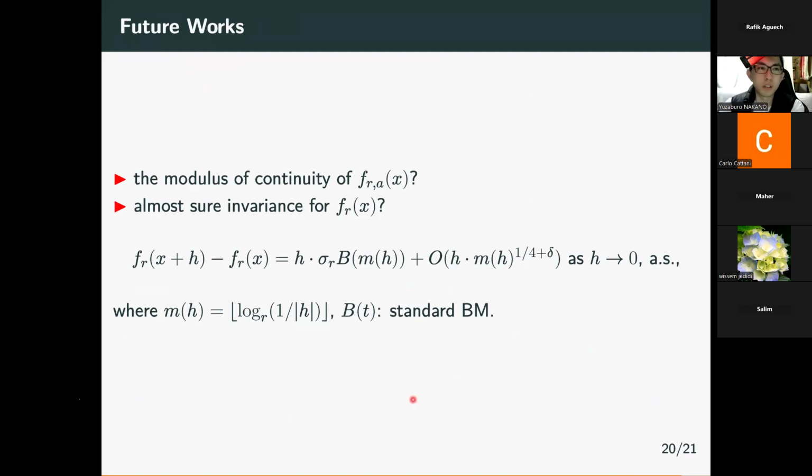Okay, future work. We mentioned these two future works. We can obtain the differential property of this weighted version of Takagi-van der Waerden functions, but we cannot obtain the modulus of continuity of FR.